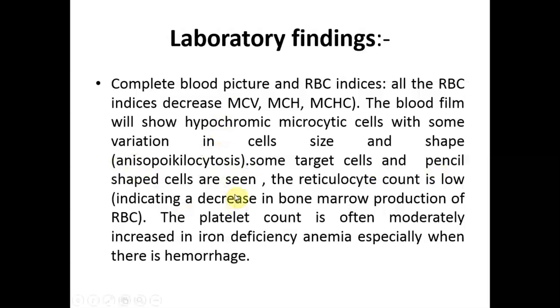The retic count, what do people expect? I expect it to be low, because even if I increase the erythropoietin, the bone marrow has a problem and cannot produce, as it has no supply of iron. We said one of the major regulators of erythropoiesis is the presence of the building materials, the major requirements for the production of red blood cells, which are folic acid, B12 and iron. So I expect the retic count to be low. That indicates a decrease in the bone marrow production of red blood cells. The platelet count is often slightly to moderately increased, especially when there is accompanying bleeding or hemorrhage.